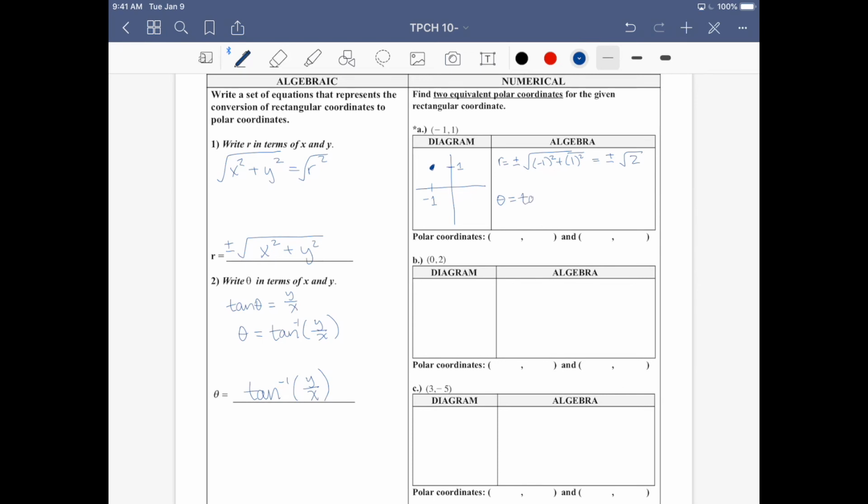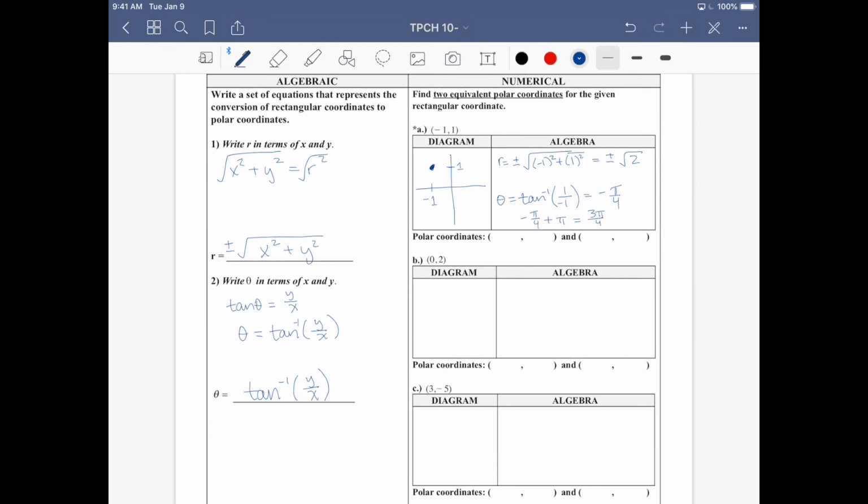Theta is going to be inverse tangent of 1 over -1, it's y over x. 1 divided by -1 is just -1, which means I'm at -pi over 4. But remember, -pi over 4 is in the 4th quadrant, so I have to add pi. So I'm going to go -pi over 4 plus pi. That will put me where? That will put me at 3 pi over 4.